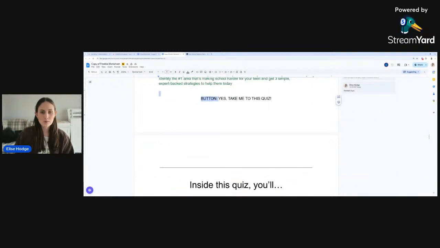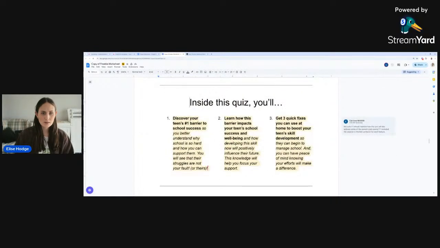I would shorten the button copy, even just like, maybe not take me to the quiz. I'd actually just make it like, take the quiz now. I just make it really short and sharp. Inside this quiz, and then I'd make this language not inside the quiz, but more you'll walk away with, or after taking this quiz, you will.